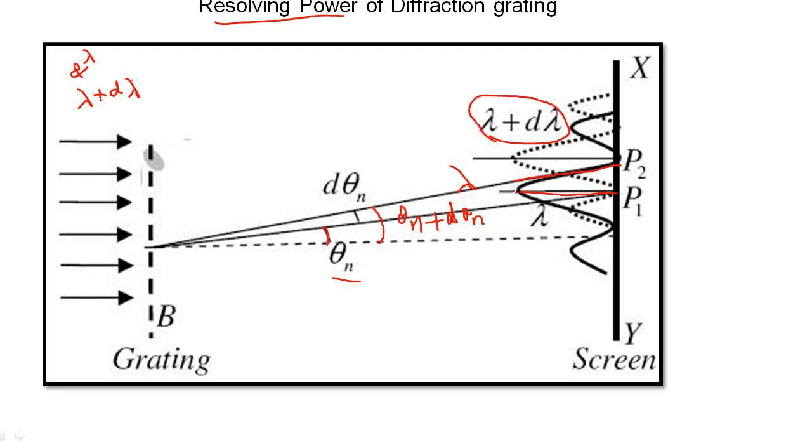Then according to Rayleigh's criteria of resolution, these two wavelengths are said to be just resolved if the principal maximum in the diffraction pattern of wavelength lambda falls over the first order minimum due to wavelength lambda plus d lambda, and vice versa. Here the principal maximum due to wavelength lambda plus d lambda falls over the first minimum due to wavelength lambda.